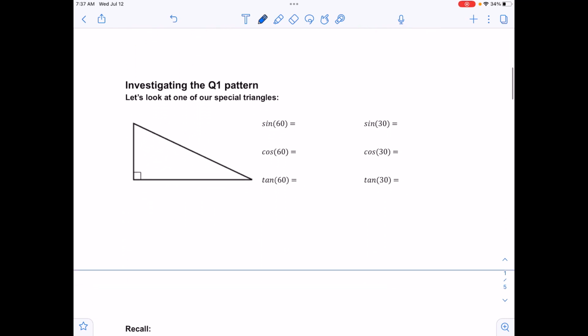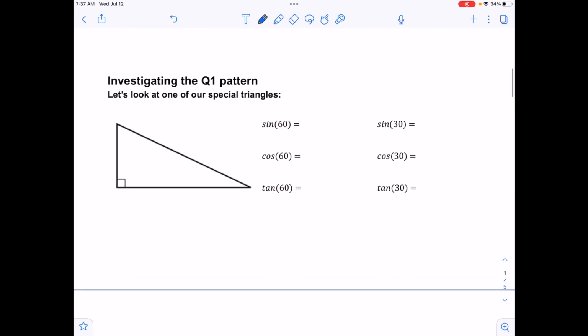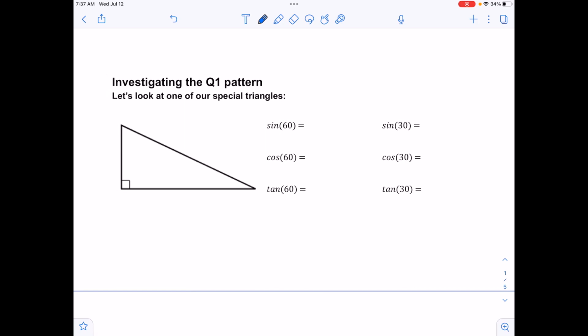The first pattern here, I've just given it a title of a Q1 pattern. I don't know if this is actually what it's called, but that's what I'm calling it. So we're going to take a look at our special triangles here. We're going to be using degrees for this because I feel people are more comfortable with degrees, and then at the very end, when we conclude our investigation, we'll put it back into radians.